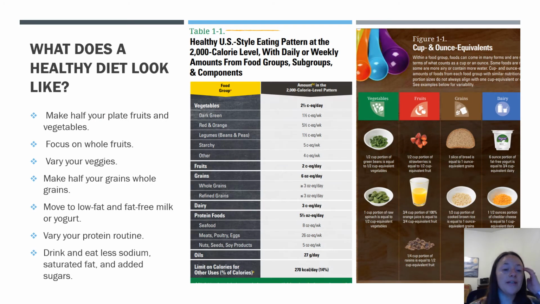And then what does a healthy diet look like? There are some dietary guidelines that are out for Americans. They're the 2015 to 2020 dietary guidelines, and they emphasize creating a healthy eating pattern that maintains health and reduces the risk of disease.